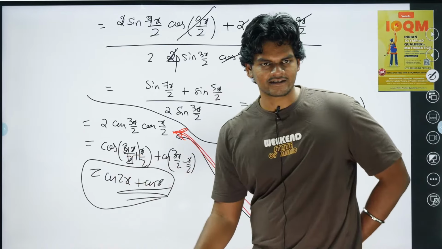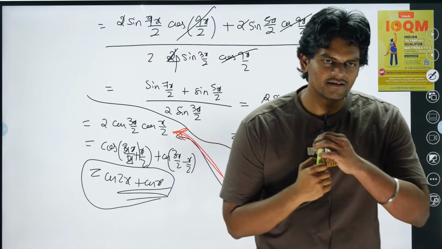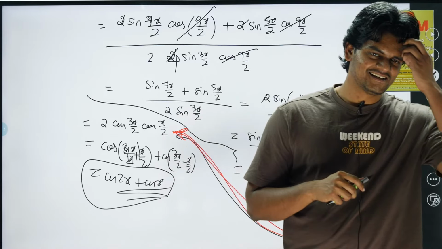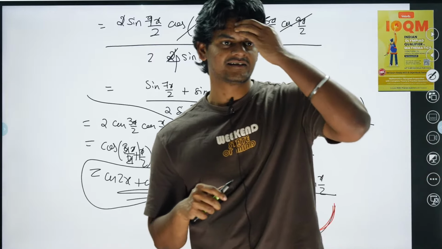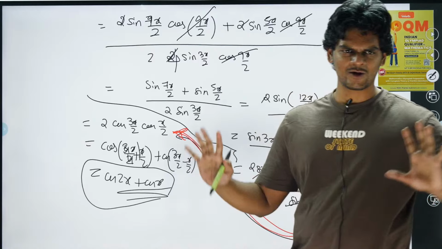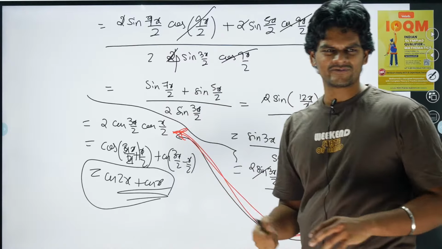Sorry for the bad handwriting. Yeah, Olympiad is like that. Chalo. Clear? I hope there are no doubts. It is just a lot of formula bashing.